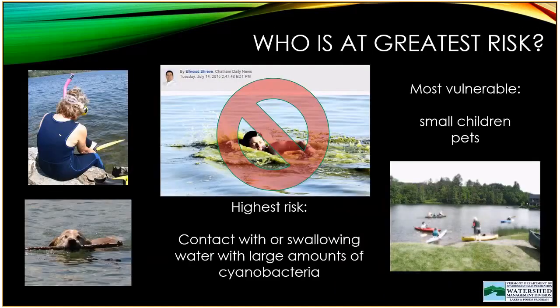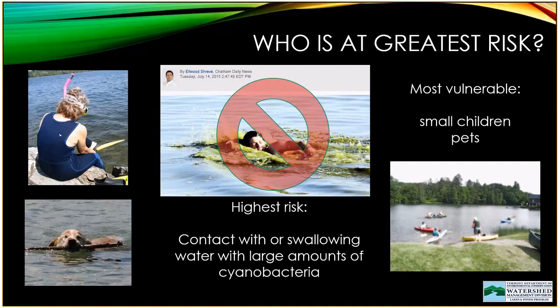Who's at the greatest risk? Most vulnerable are small children and pets, and that's for two reasons. The first is that their body mass is small. It doesn't take as much of a dose of cyanobacteria to cause illness. The other is that they don't really care what they put in their mouth.